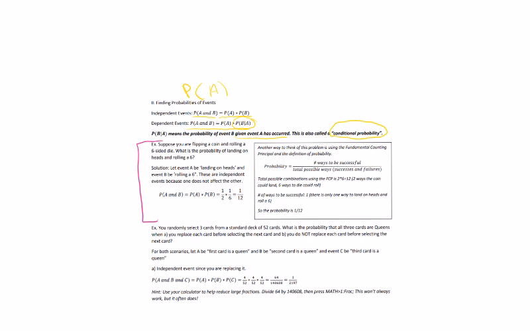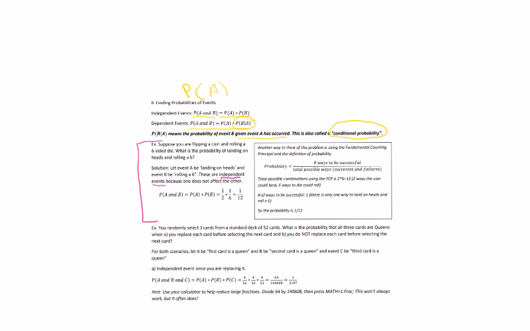Suppose you're flipping a coin and rolling a 6-sided die. What is the probability of landing on heads and rolling a 6? We want to call these two events event A and event B. And these are independent because one does not affect the other. Whatever we land on with the coin has no effect on what we roll on with the die. So these are independent events.